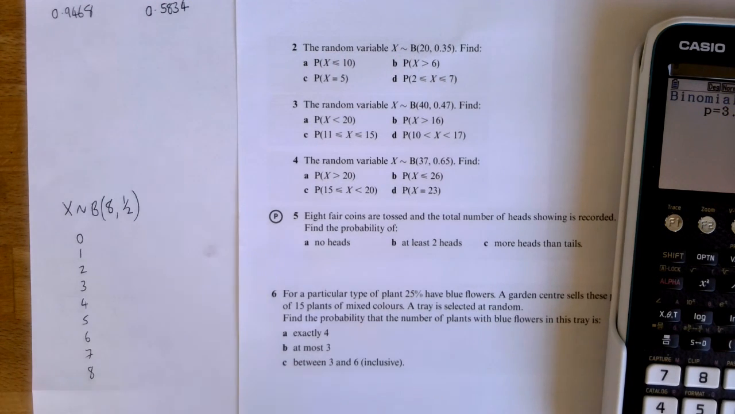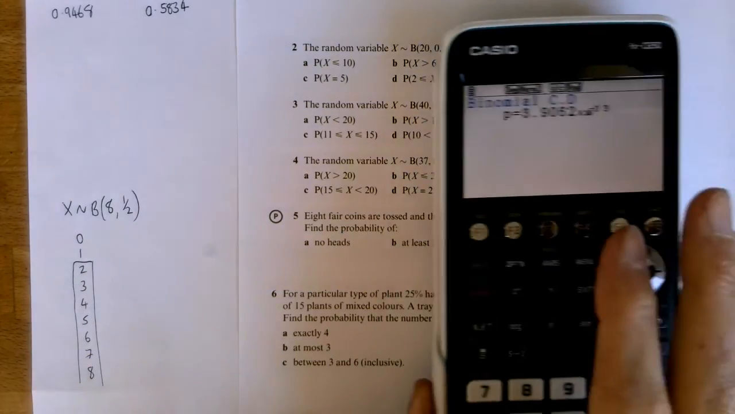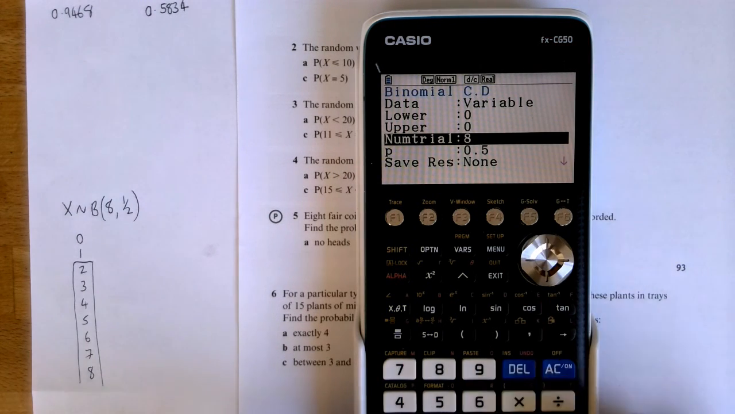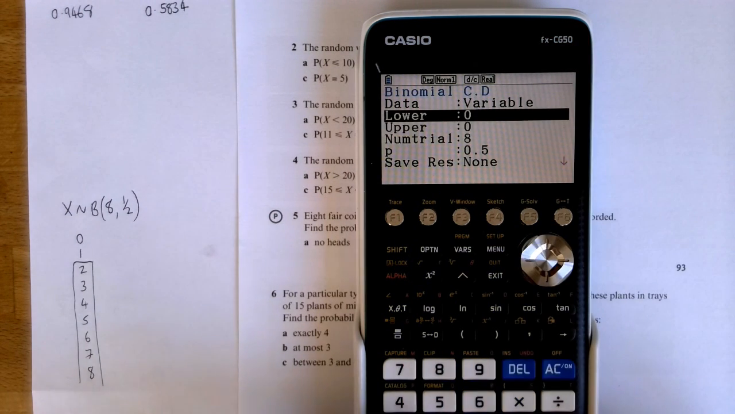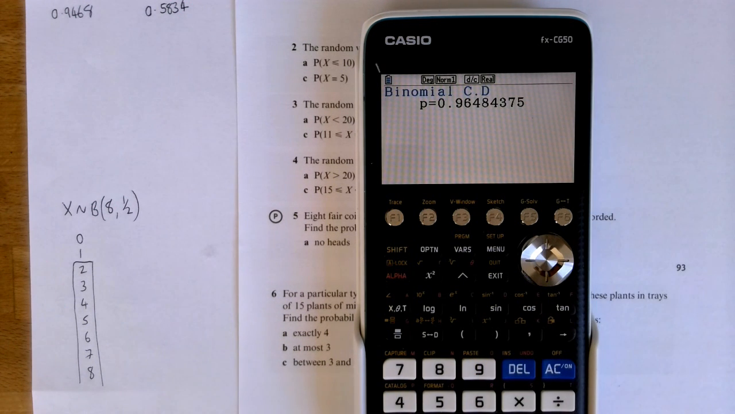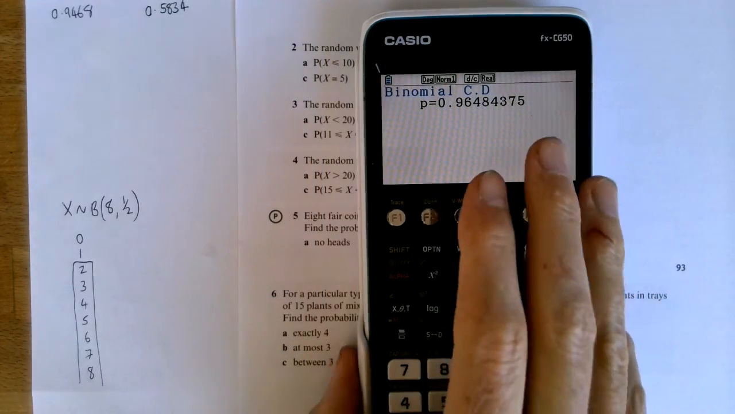The probability of at least 2 heads. Now, I think this is where the picture here, I call this my picture, is really helpful. At least 2, that means 2 or more, doesn't it? So it's this. And I think it's really worth being really careful with that. At least 2 means 2 or more. So for that question, I'm going to put a lower of 2 and an upper of 8. And that will get me the answer for at least 2.